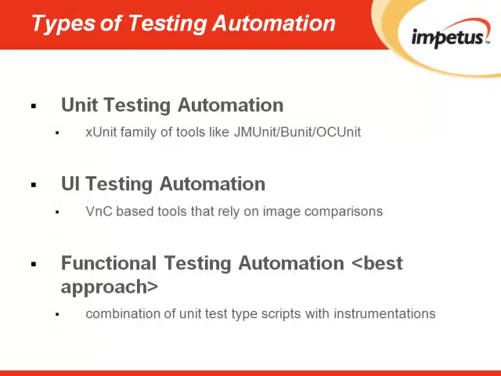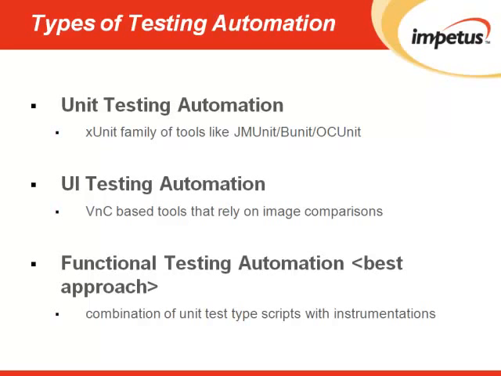And functional testing automation, which is nowadays the best approach, is a combination of unit test type scripts with support of instrumentation on emulators or the real device. For example, nowadays the Android SDK provides instrumentation support for JMUnit-like test scripts that can be executed on the Android SDK emulator on a test engineer's desktop, or even in integrated build environments like Hudson. A similar kind of SDK instrumentation is available for iPhone, with Xcode for iOS.